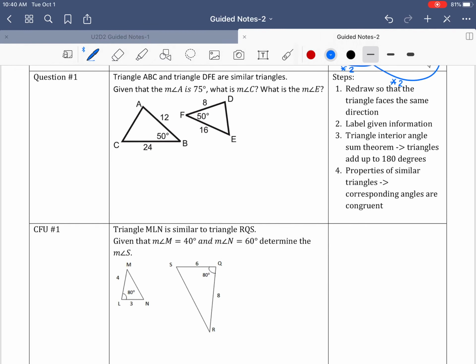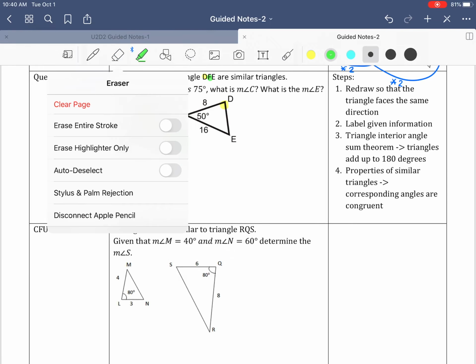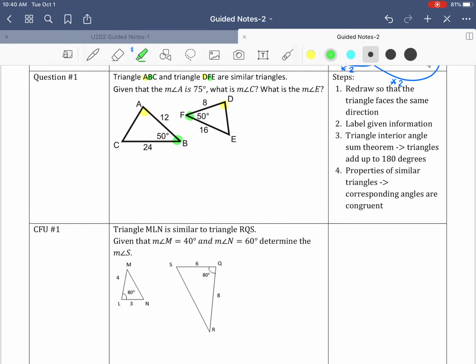So for our first question here, it says triangle ABC and DEF are similar triangles. Now what's really cool about how we name these triangles is that the corresponding angles are in the same position. What that means is angle A and angle D are corresponding angles, which means angle A right here and angle D here should be the same angle measure. Then B and F, so B here and F right here are the same, and then E and C will be your corresponding angles.